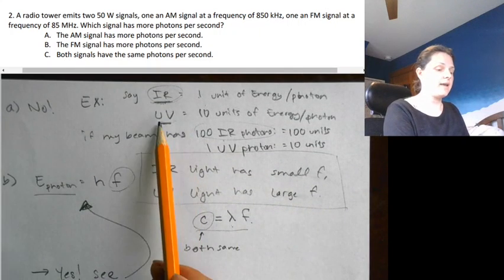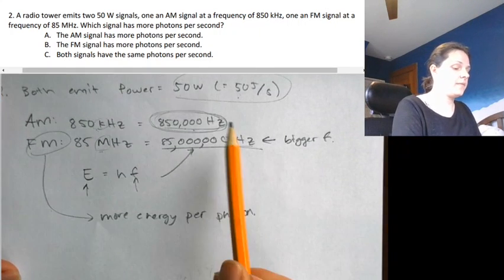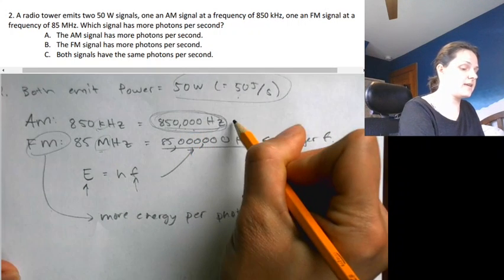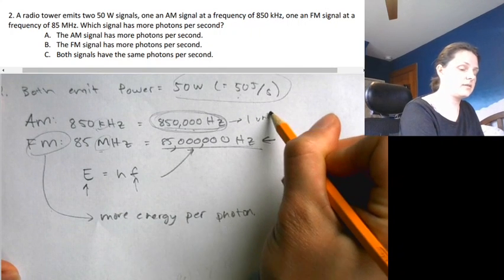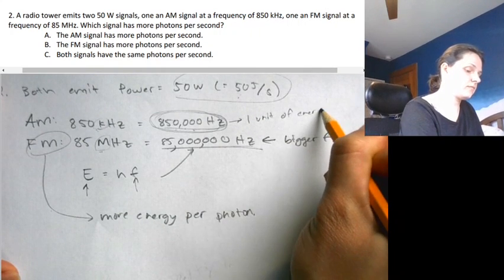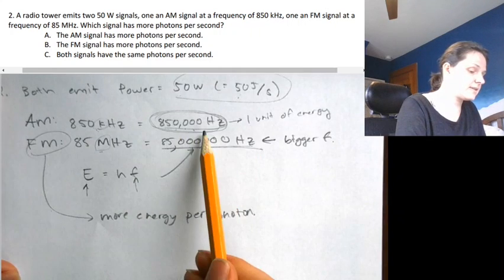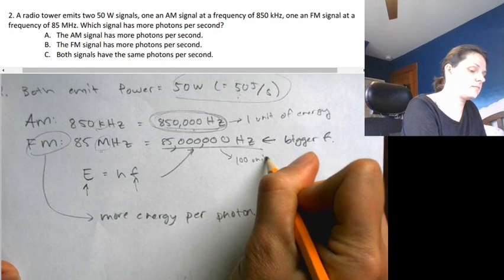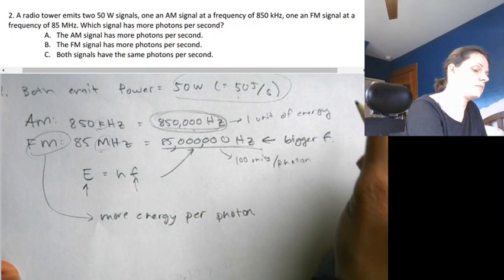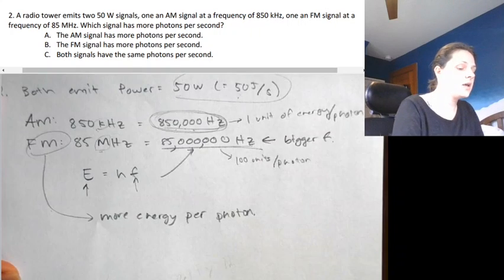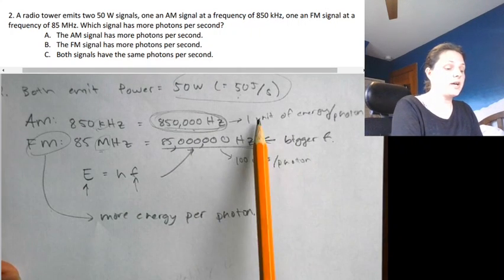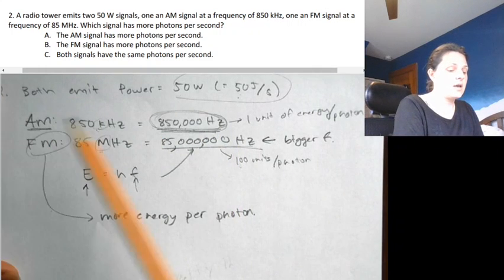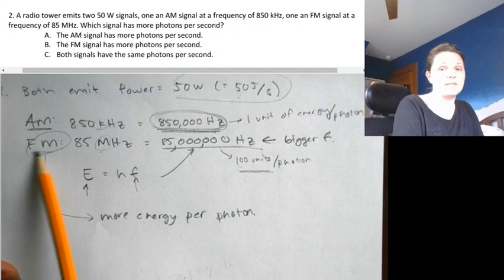Okay, so let's just say that each one of these has 1 unit of energy. And this one, what is this? It's got an extra 2 zeros, so this is 100 units of energy. So we need to get up to 100 units of energy. We need 100 photons from this AM signal, but we only need 1 photon from this FM signal.